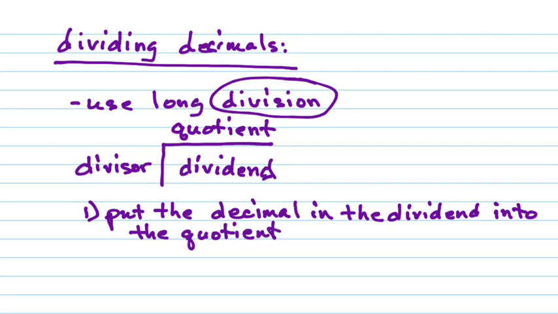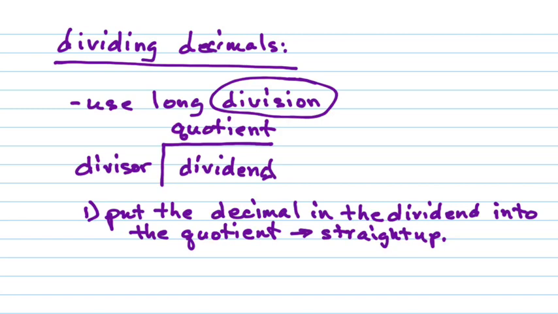Notice you're doing this before you do any division. So before you do any of the division, you're just going to put that decimal from the dividend into the quotient. And all you're going to do is just go straight up. Don't move it anywhere else. It just goes straight up. So in other words, the decimal in your answer is going to be in the exact same position as the decimal in your dividend. Okay?